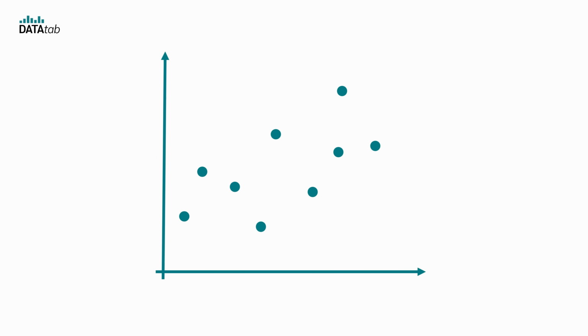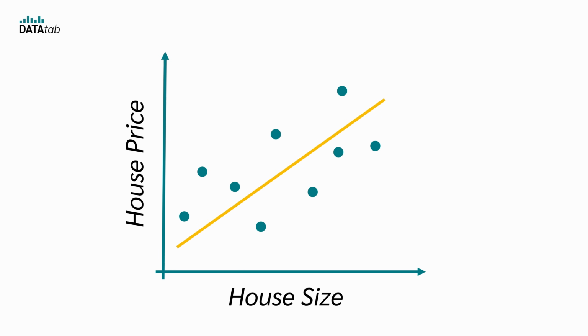Let's visualize our data using a scatter plot. On the x-axis, we plot our independent variable, the house size, and on the y-axis, we plot the dependent variable, the house price. Each point is therefore one house with the respective house size and the house price. Okay, now we want to summarize all this data using a simple linear regression. To do this, we draw a straight line through the points on the scatter plot. But the line we draw isn't just any random line.